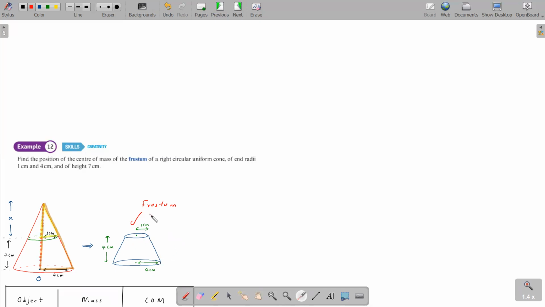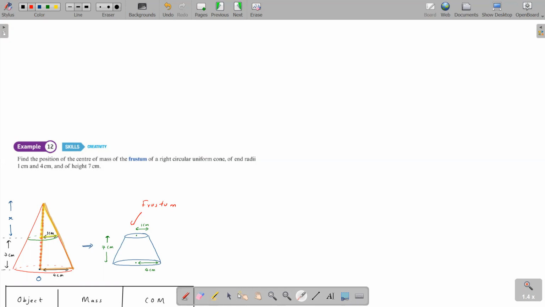So in a frustum, there are end radii. End radii, because there is a circular face on top and a circular face at the bottom. One circular face has radius 1 centimeter, the other one has radius 4 centimeter. And the height of the frustum is 7. So can you see I've marked everything on my diagram? I have a 1 centimeter radius, a 4 centimeter radius, and the height of the frustum is 7 centimeter.